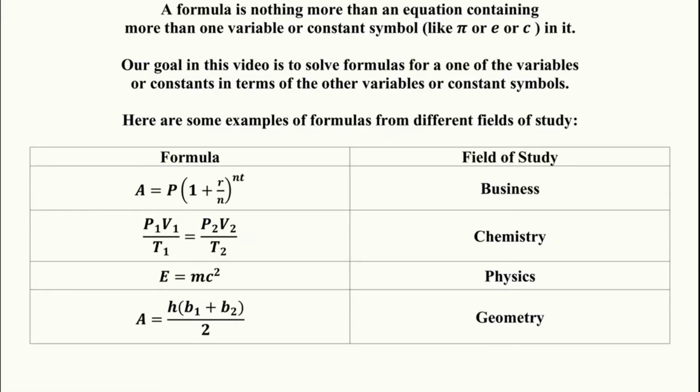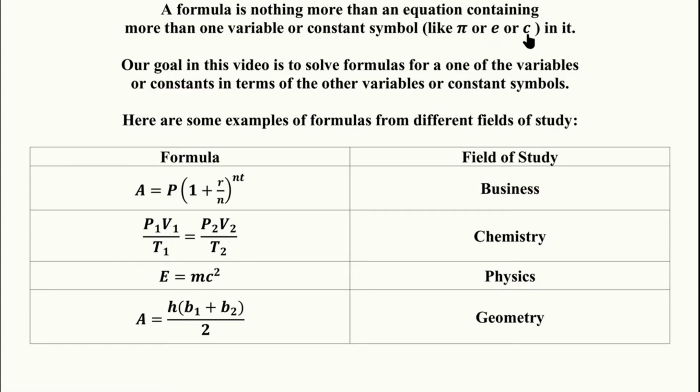Hello everyone. In this video we're going to learn how to solve a formula for either a given variable or a constant symbol. Basically, a formula is nothing more than an equation which contains more than one variable or constant symbol. Symbols like pi or e or c that you may have seen before. These represent some natural constants.